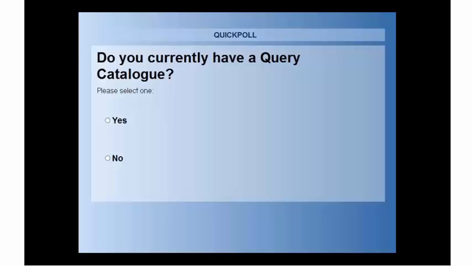So our third polling question. Do you currently have a query catalog? So we'll give everyone about a minute to answer, and then I'll hopefully be able to share the results with you this time, Robert.